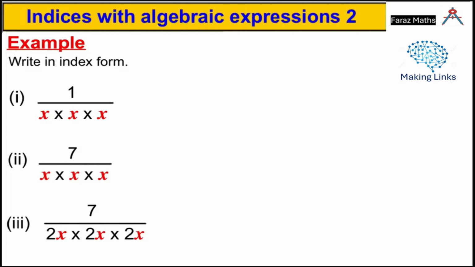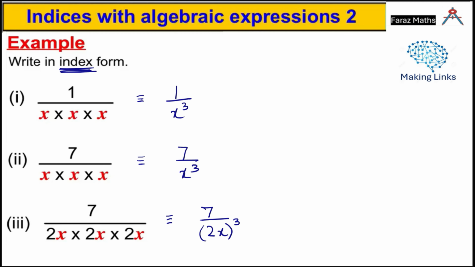Okay, in this question, write it in index form: 7 over x times x times x. So what we have to do is just multiply. When bases are the same, you have to add their powers. So 7 over x cube. And this one is 7 over, because it is 2x times 2x times 2x, so you can make the bracket and write 2x in it, and the whole power is cube now, because how many 2x do we have? 3.